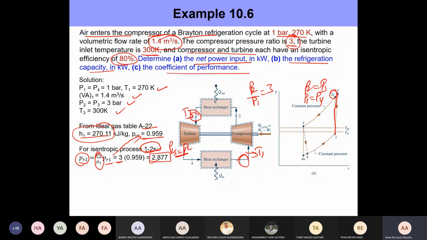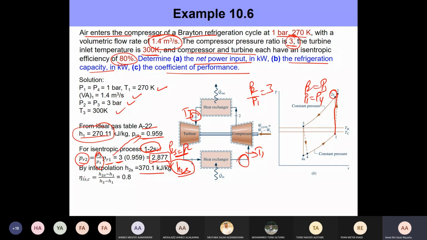we obtain now PR2, and using this PR2, we just have to go to the table, and what we get is H2S. Okay, this would be the enthalpy if the process is isentropic, but we know that the process is not isentropic. So what we need to do is we need to get H2. So we can get the H2 value from the isentropic efficiency.